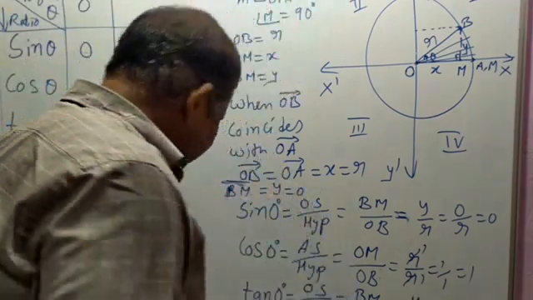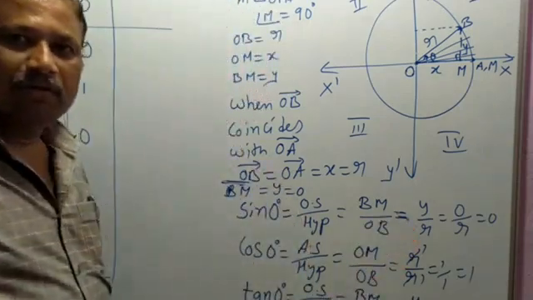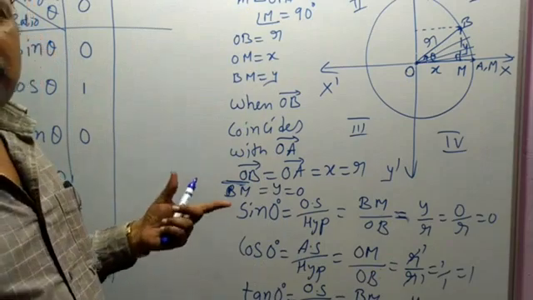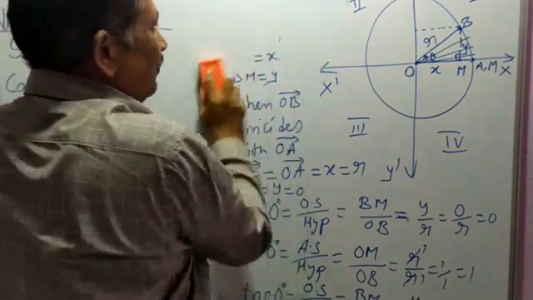Next, cosecant 0 degrees. How do we find cosecant 0 degrees? To find cosecant 0 degrees, note down this one. Pause it and take a screenshot. Okay, I am going to rub it.